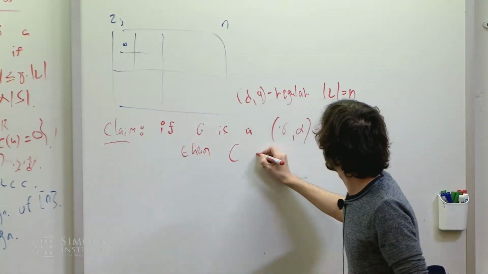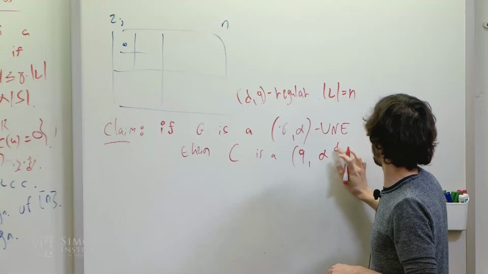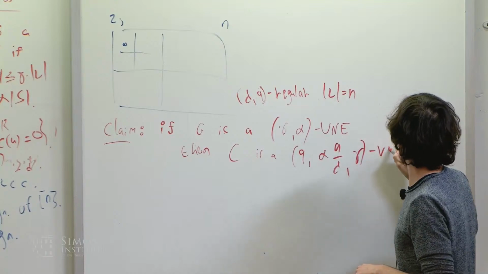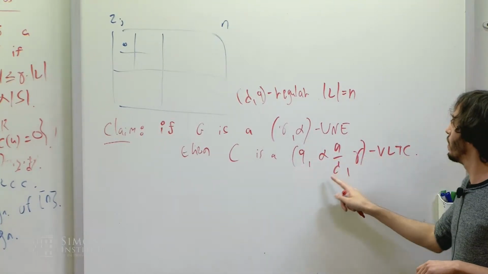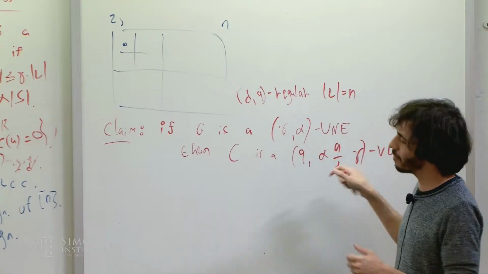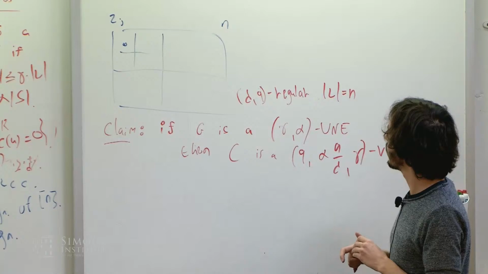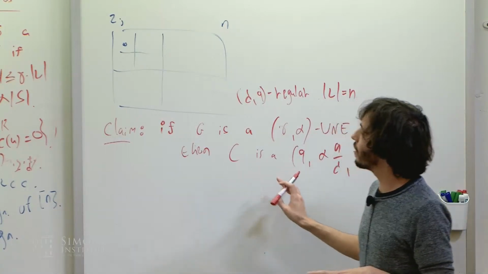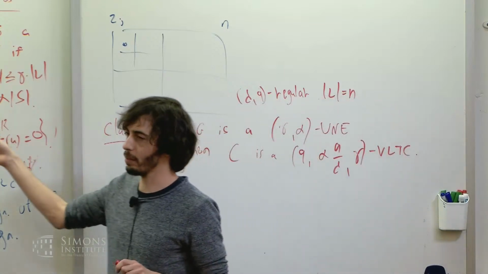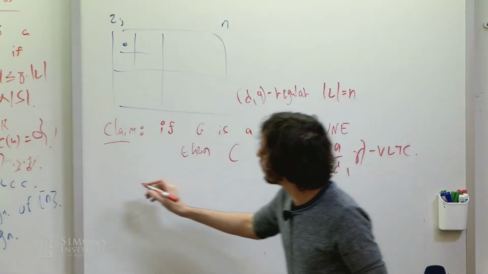Then the code C is a (Q, alpha Q over D, gamma) VLTC. So this is the query complexity. This is our tau, the proportion to reject. And this is the delta of the VLTC when we are good. So this is a very simple claim. It can also be seen as an implication of the decoding algorithm by Sipser and Spielman, but we can prove it very simply. Okay, so let's prove it.